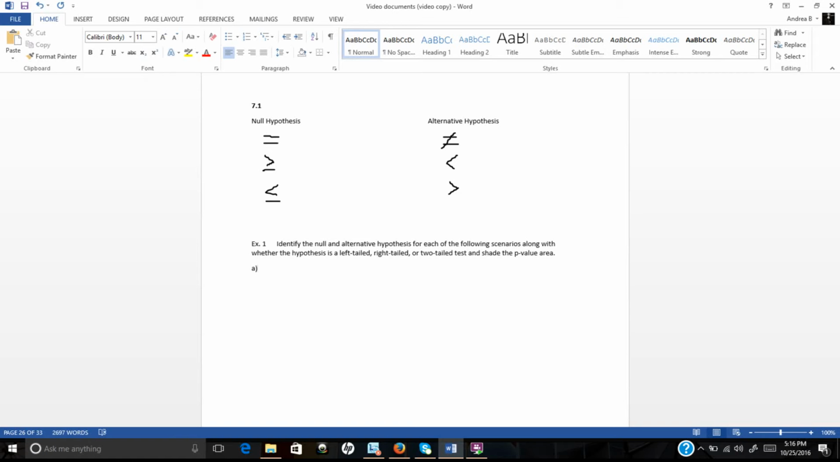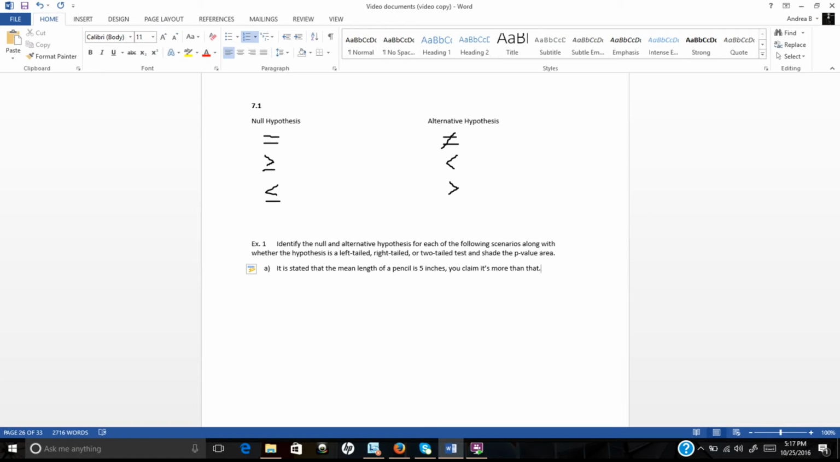So the first one, let's say that it is stated that the mean length of a pencil is, let's say, 5 inches. And let's say that you claim it's more than that. So you think that the average length of a pencil is more than that.